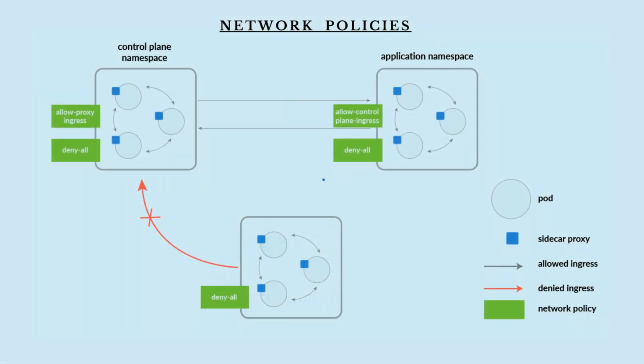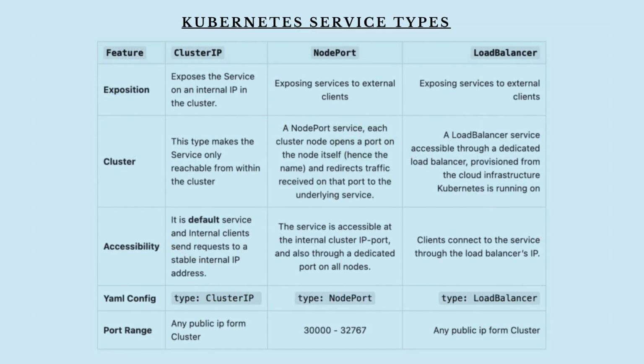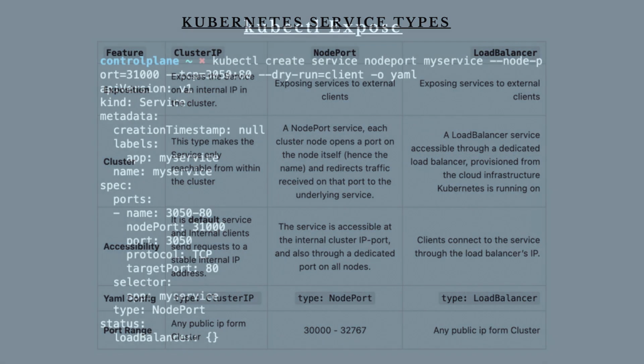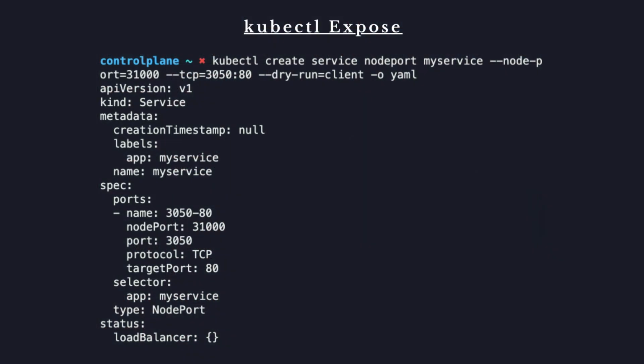Network policies are a Kubernetes resource that allows fine-grained control over network traffic within the cluster. They define rules for how pods can communicate with each other and which pods can access specific services. Kubernetes supports different service types like ClusterIP, NodePort, LoadBalancer. Use kubectl expose to create a service for a deployed application, specifying the type and ports.